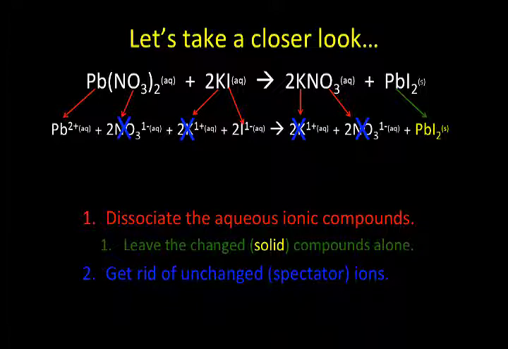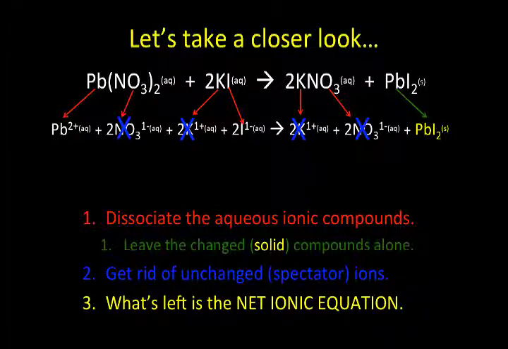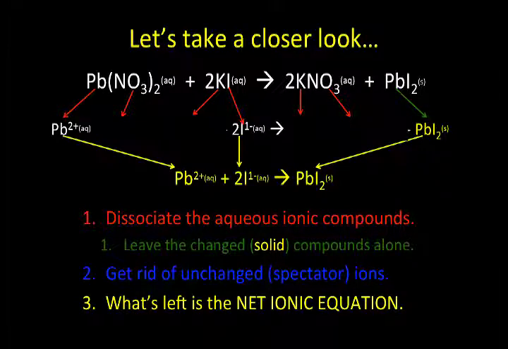So we are going to get rid of and ignore those spectator ions and be left with what is called the net ionic equation. So it ends up being lead 2 plus aqueous plus 2 iodide negative 1 aqueous produces 1 lead 2 iodide solid. This is our net ionic equation.